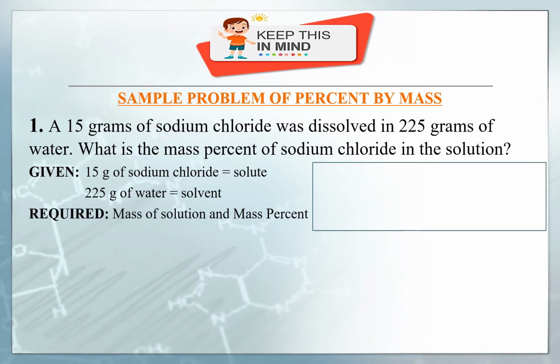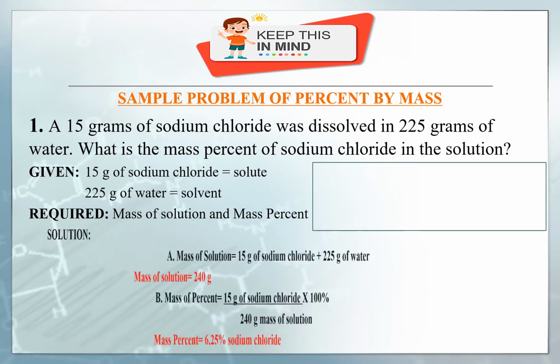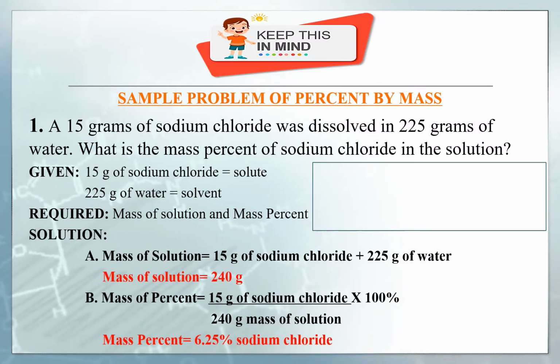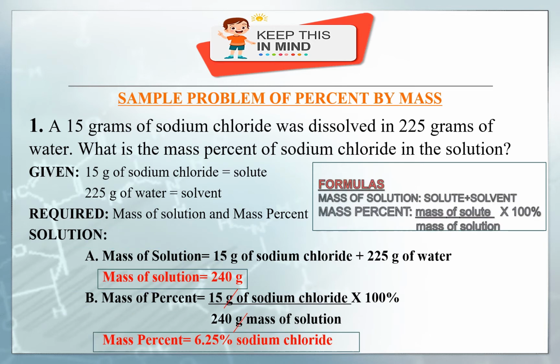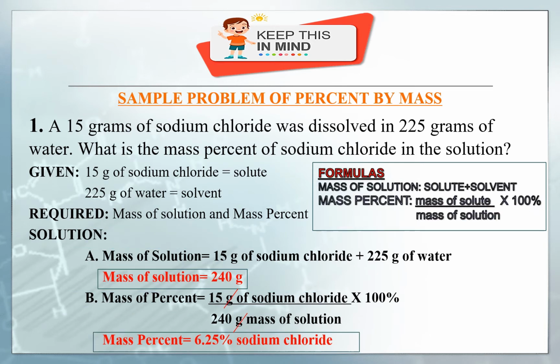What is required or asked in the problem? We have mass of solution and mass percent. So let's solve now the value of mass of solution and the mass percent. First, remember that the formula for mass of solution is equal to solute plus solvent, and the formula for mass percent is equal to mass of solute divided by mass of solution times 100%.